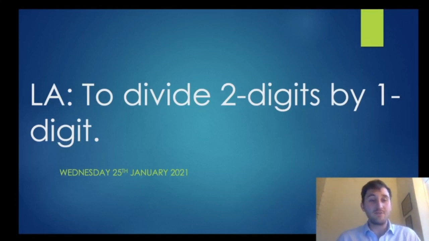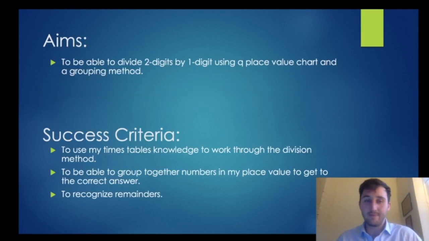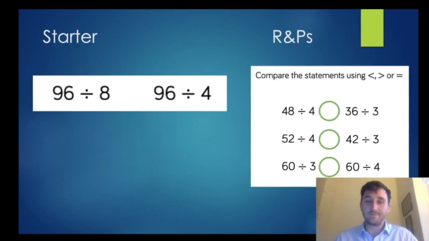Our LO is to divide two digits by one digit, which is very similar to what we did on Monday, but this time we're actually going to look at ones which require a remainder. So our aim is to be able to divide two digits by one digit using a place value chart and a grouping method. Then our success criteria is to use my timetables knowledge to work through the division method, to be able to group together numbers in my place value to get the correct answer, and then also to recognise remainders.